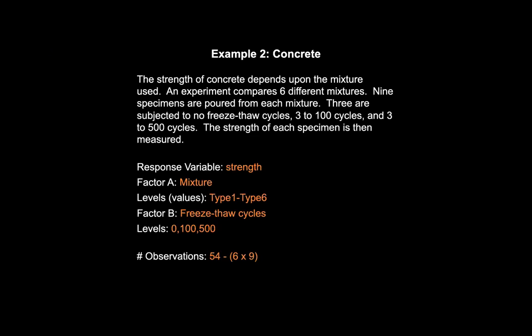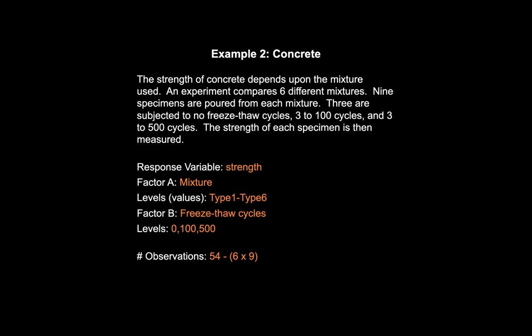Example 2 is with concrete. I'll first read this problem out. The strength of concrete depends upon the mixture used. An experiment compares 6 different mixtures. 9 specimens are poured from each mixture. 3 are subjected to no freeze-thaw cycles, 3 to 100 cycles and 3 to 500 cycles. The strength of each specimen is then measured. The response variable is the strength.